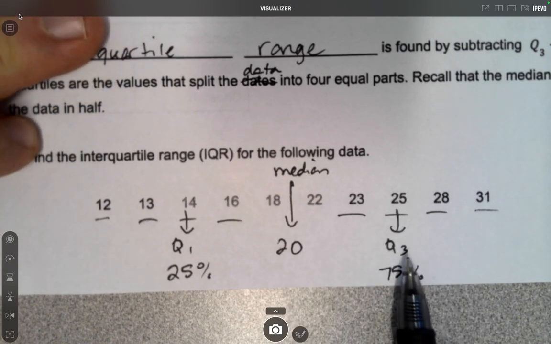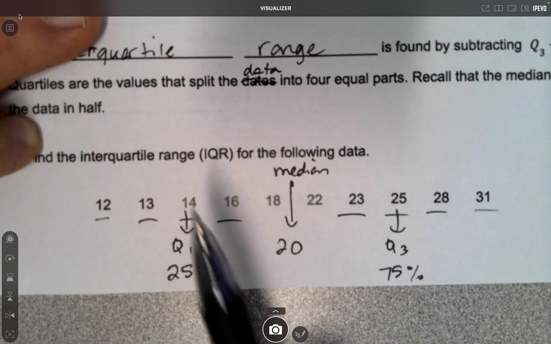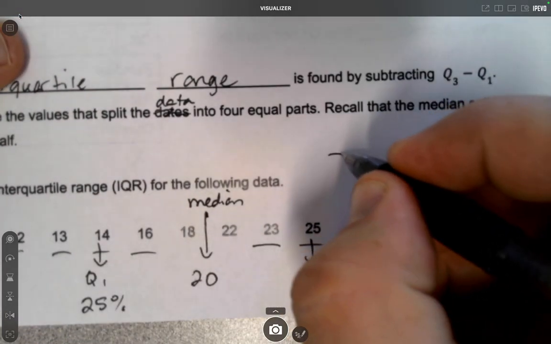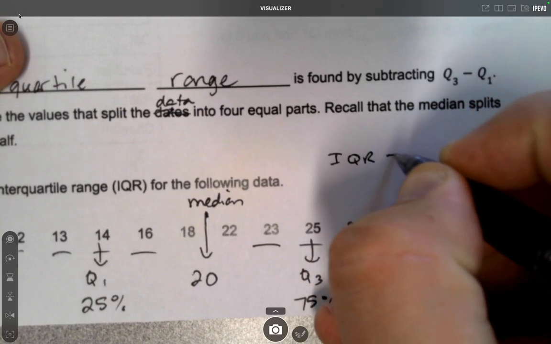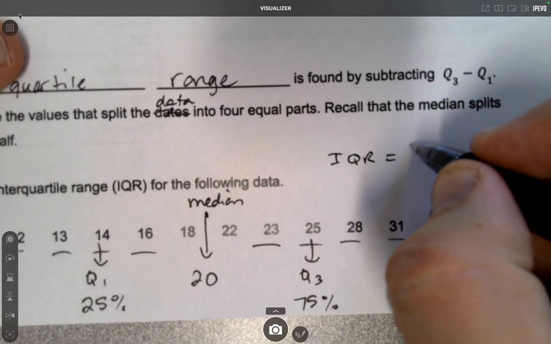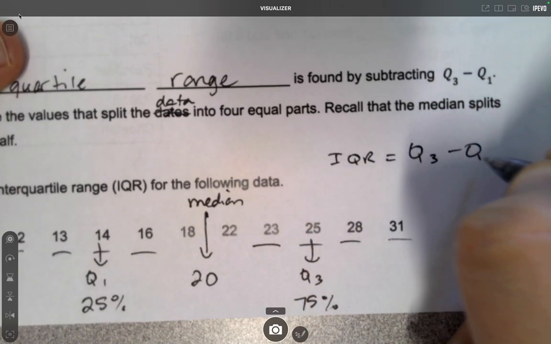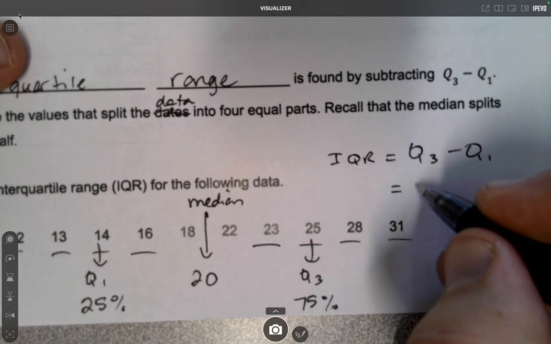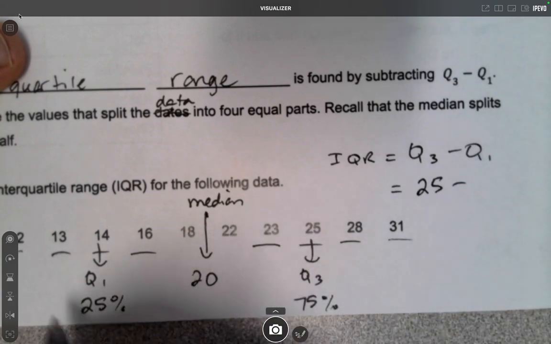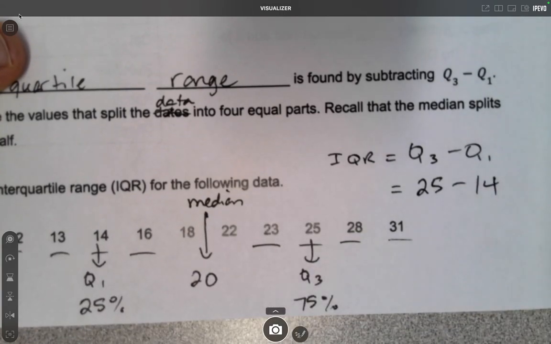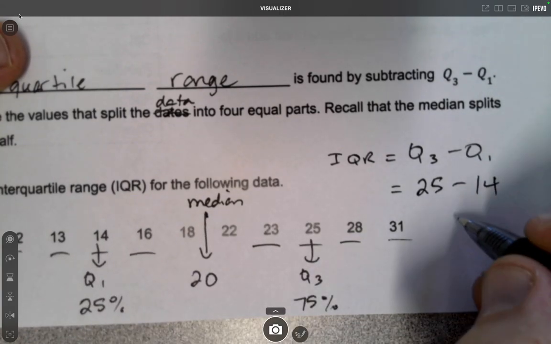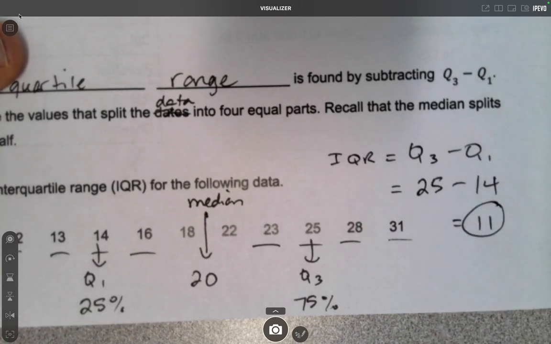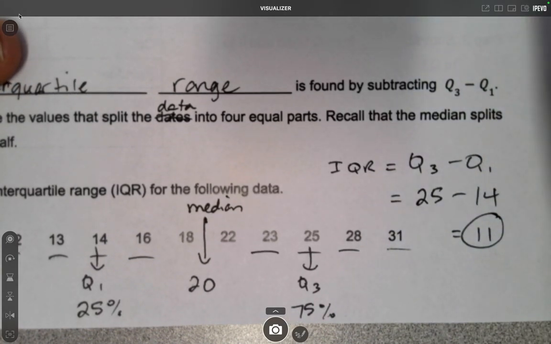So now that we know Q3 and Q1, we can find the interquartile range. And you're welcome to abbreviate it IQR. So the interquartile range, just as it says here, is found by doing Q3 minus Q1. So we found Q3 is 25 and Q1 is 14. So 25 minus 14 is 11. So the interquartile range is 11.